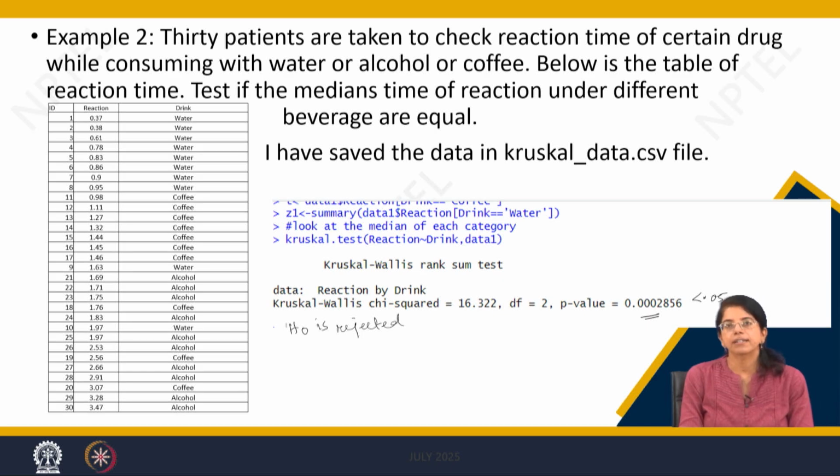Now, if the data is saved in a CSV file, in my case I have saved the data in Kruskal_data.csv. You know how to call a data file once it is stored in CSV: read.csv. And you can see I have jotted down the snapshot of R here. Let me get back to the original window of R to give you a better understanding.